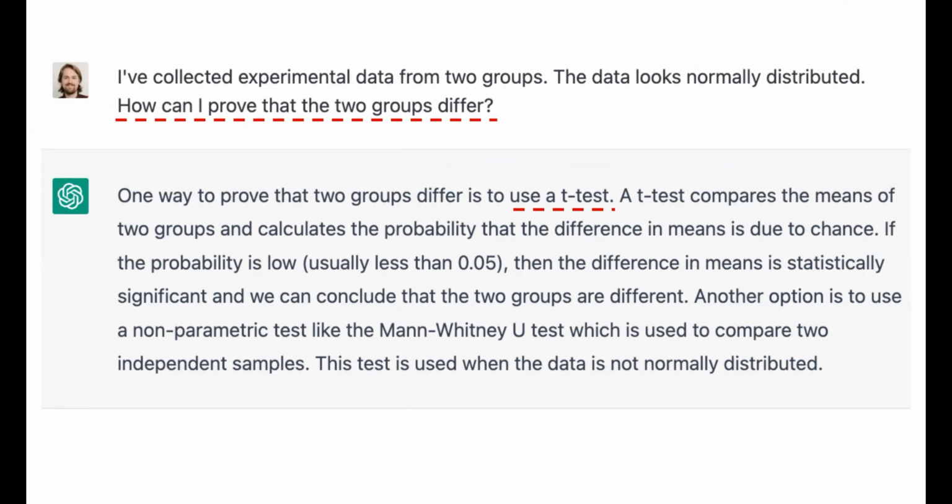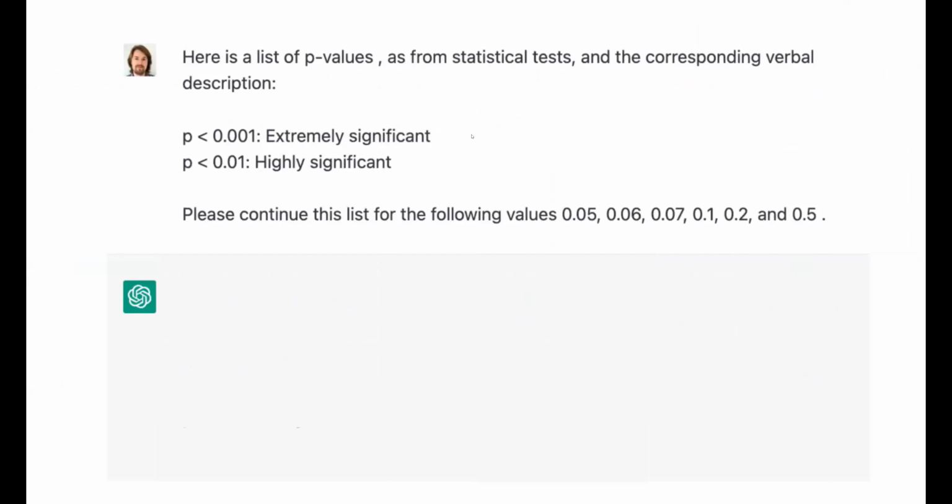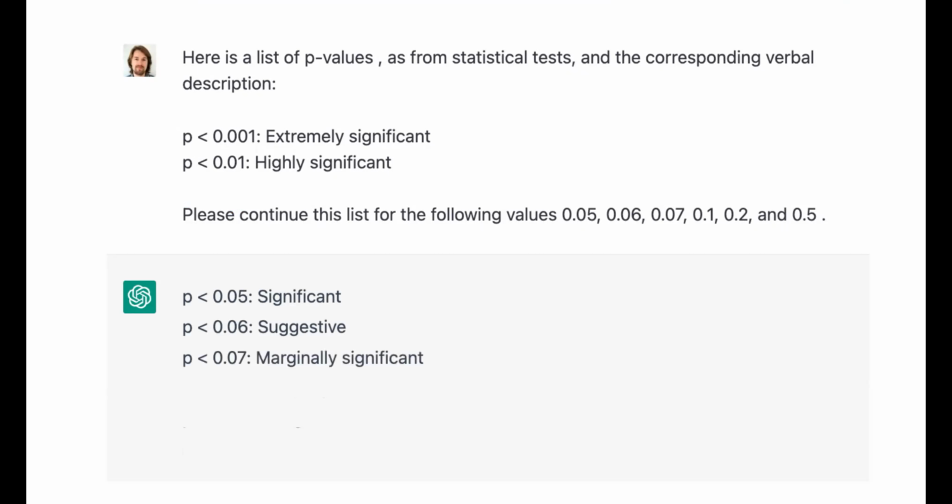And I think the best example of this is the next one. Here I ask ChatGPT, I tell you, here's a list of p-values from statistical tests and some corresponding verbal descriptions. So p less than 0.001, that's extremely significant. p less than 0.01, that's highly significant. Please, ChatGPT, continue this list for the following values of 0.05, 0.06, 0.07. So for 0.05, ChatGPT is doing the reasonable thing and just saying, oh, let's call this significant. But surely, ChatGPT, when it's 0.06, it's non-significant, right? Right? Oh, it's suggestive. And for 0.07, it's marginally significant. For 0.08, okay, it's weakly significant. You have to go to 0.2 until it's actually non-significant. So it's even learned this madness.